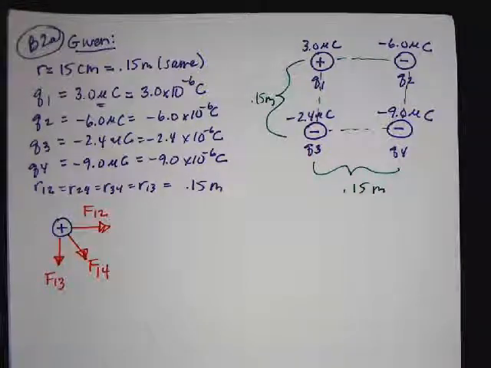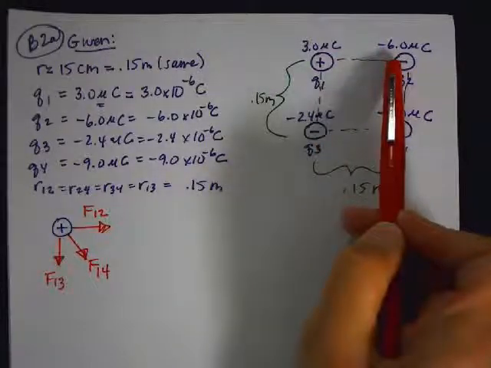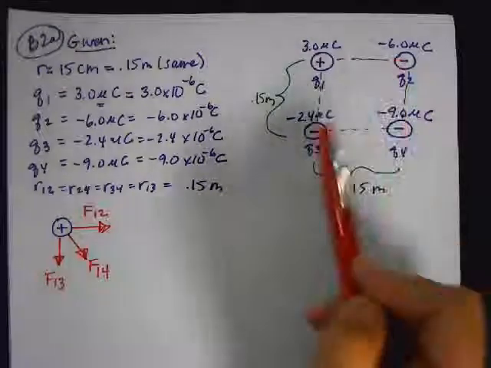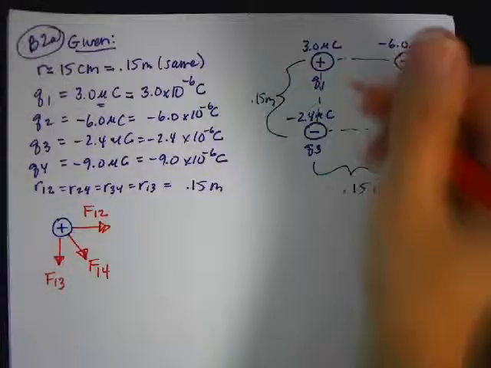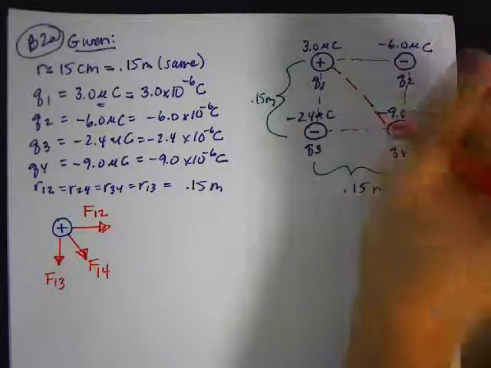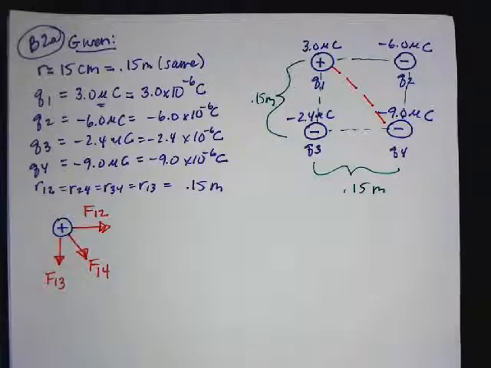Now, the only thing is, between these two, I already know the distance is 0.15. I know the distance here is 0.15. Is this distance here 0.15? No. So I could go ahead and find that distance right now, just so I have it done with.